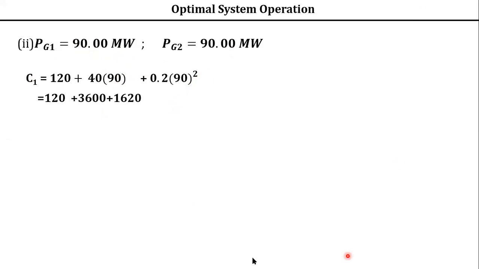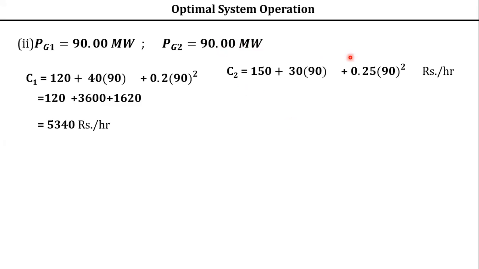Under this condition, when they are sharing equal load, the cost is how much? 5340. Abhishek has given 5340. So let me check the answer here. Yes, 5340. Now my answer and your answer are matching. Even Saksham has given the same thing. Okay, Sumant has given even C2 also. C2 also you find out. That means in the second quadratic equation, substitute PG2 of 90. So you can substitute it here.